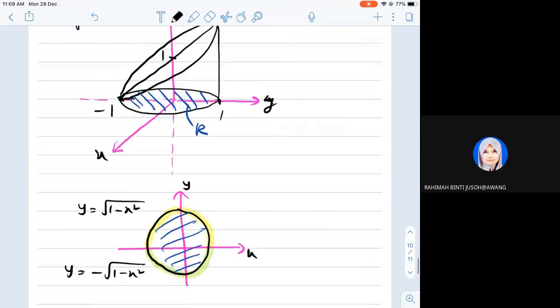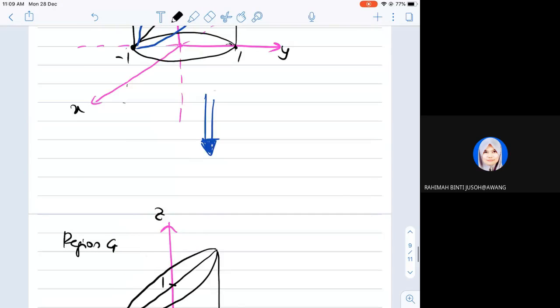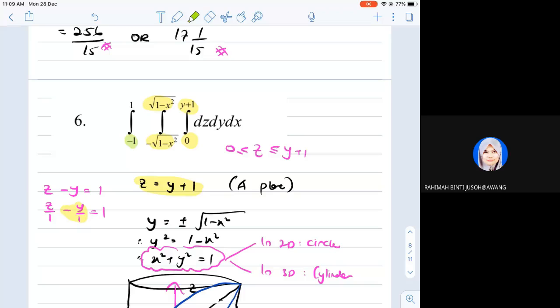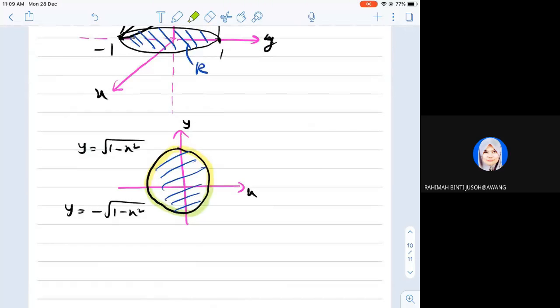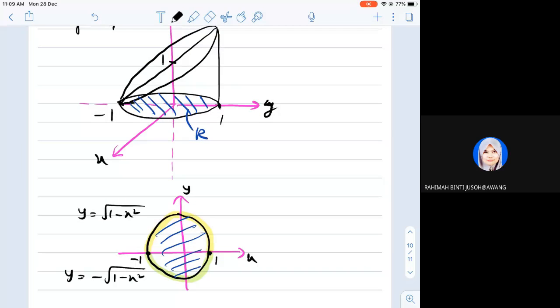And down here, the green color is Y equals to negative square root of 1 minus X squared. Alright, and then your limit of X ni from negative 1 until 1, betul lah. From negative 1 until 1, sebab jari the radius dia 1 kan, so negative 1 until 1, betul tu. So that is the region R.